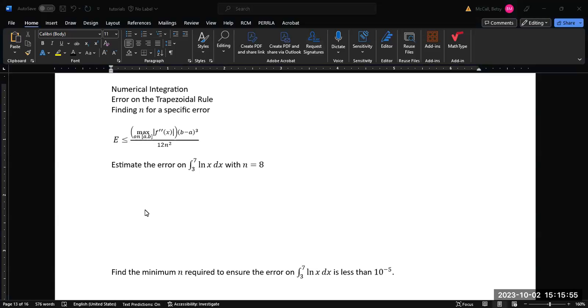Okay, so in this video, we're going to look at an example of estimating the error on our numerical integration. In this particular case, we're going to use the trapezoidal rule. Now, these formulas for the error can sometimes be given in slightly different ways. The exact value for the error is going to represent some value inside the interval a to b.